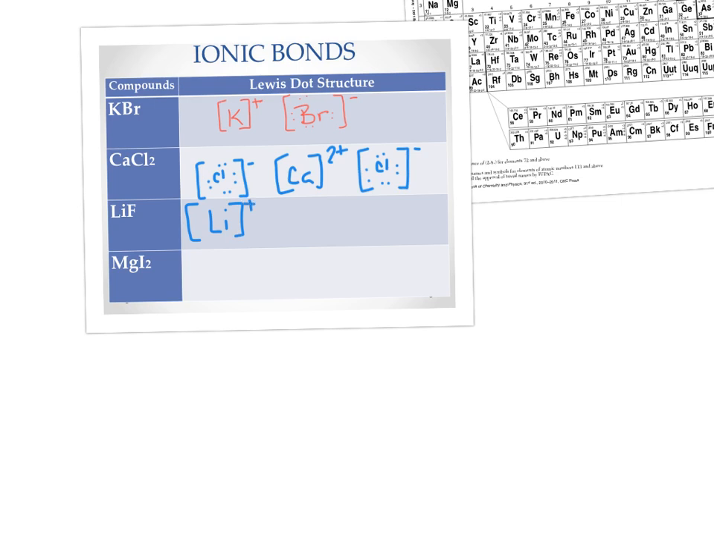And then we're going to draw fluorine next to it. And fluorine now has 8 valence electrons, so we're going to put 8 valence electrons around it. So we're going to put 1, 2, 3, 4, 5, 6, 7, 8, and then we're going to draw a bracket around it, and we're going to put the charge, and in this case it is a negative charge.